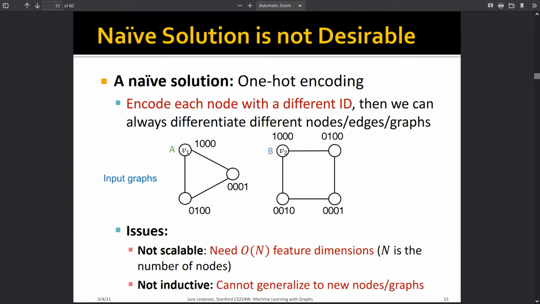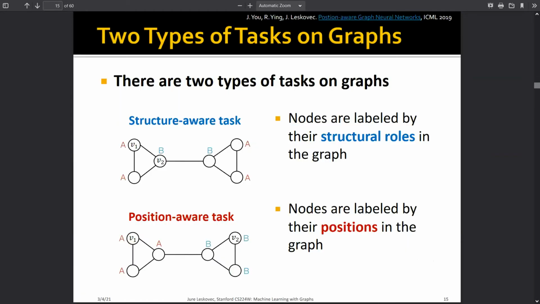Okay, not scalable. Okay, right. That makes sense. Yeah, because your population of nodes is fixed, right? So you cannot add more nodes and give embeddings to them. Right.